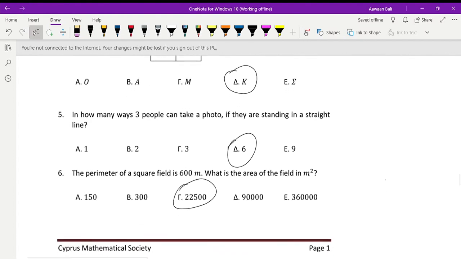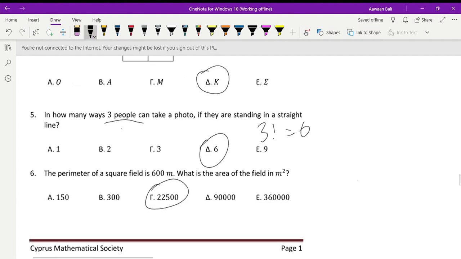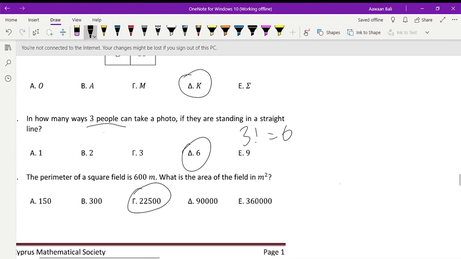In how many ways can 3 people take a photo if they're standing in a straight line? Now remember the factorial thing. Basically here there are 3 people, so 3 factorial is 6. Now some questions are normally repeated, and for people who don't know this method, you can just start with combinations.